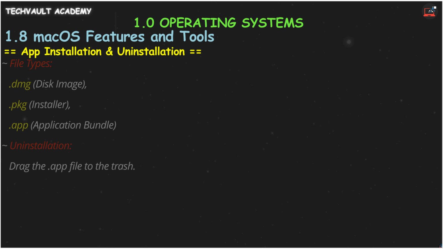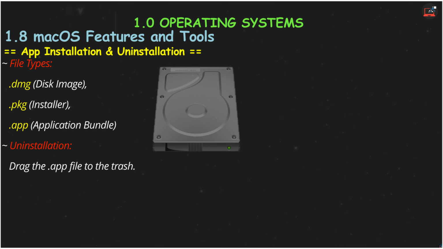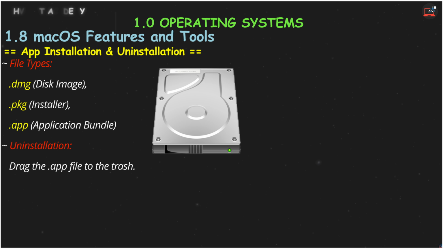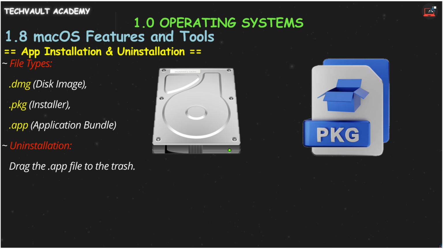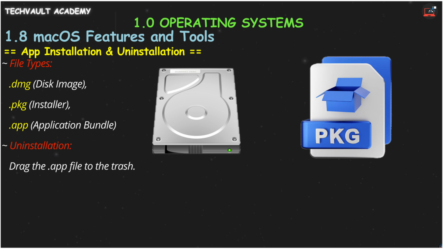Software for macOS often comes in a few key file types. A .dmg or disk image is the most common. Think of it as a virtual CD that you open, and inside you'll often find the application's icon. A .pkg or installer package runs a setup wizard, similar to a Windows executable.